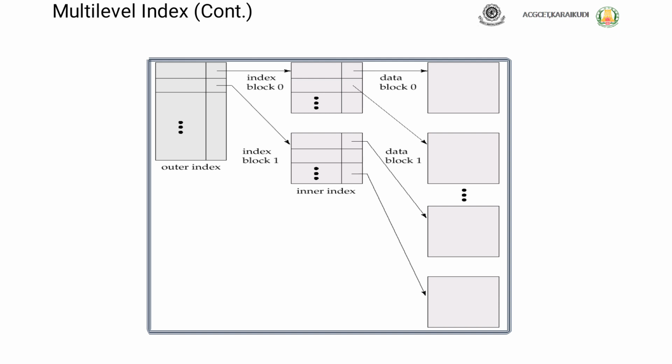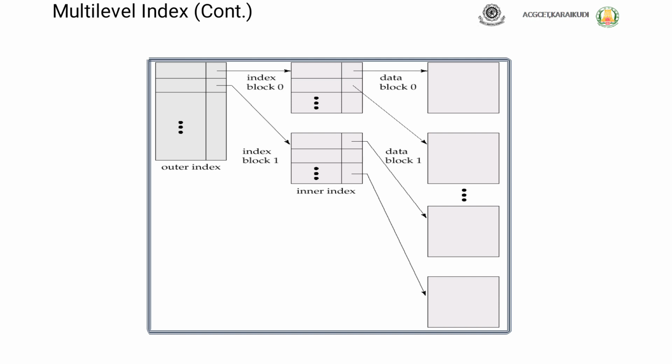If we assume that the outer index is already in memory, then using the two levels of indexing, we have to read only one index block rather than the 7 we read with binary search.